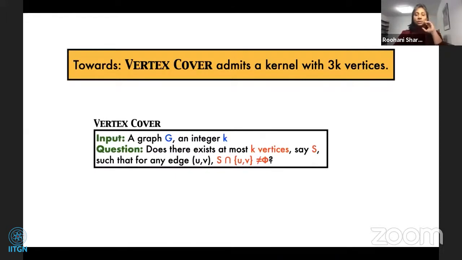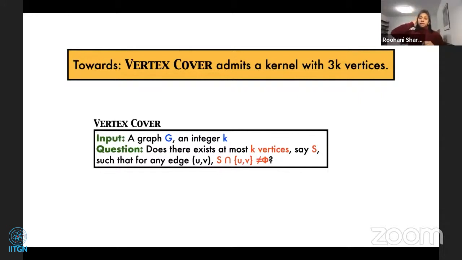So let's start with the vertex cover problem again. In case you've forgotten what the vertex cover problem is, here's the definition for you. You have a graph G, you have an integer k, and you want to delete at most k vertices from the graph such that the resulting graph is an independent set. Or in other words, if you look at any edge UV in the graph, at least one of its endpoints should be contained in the solution set.